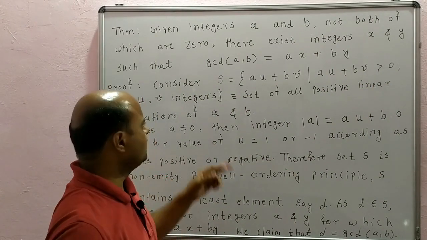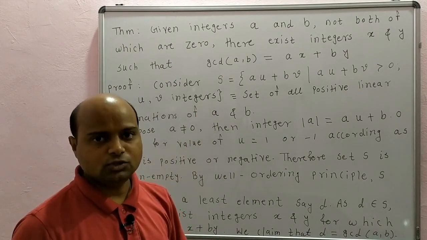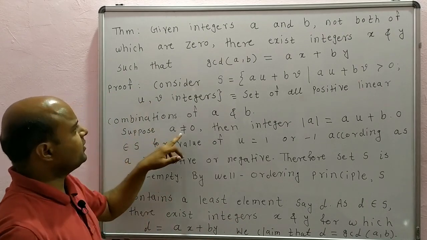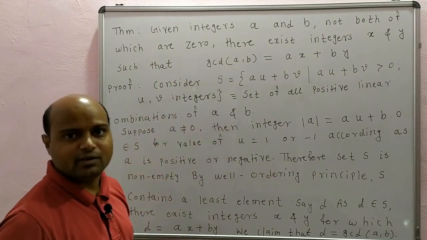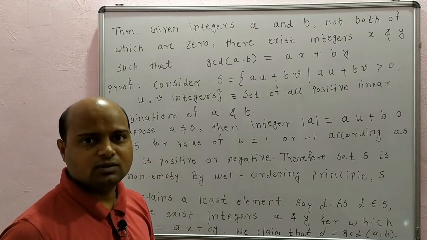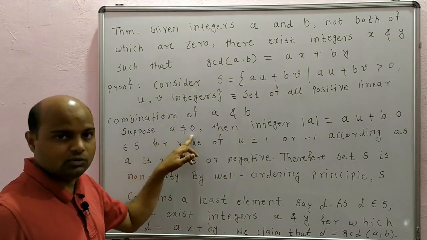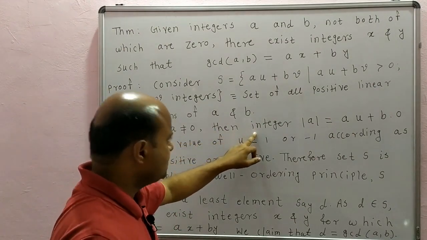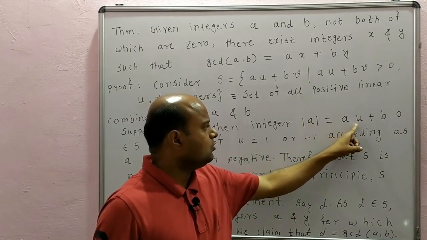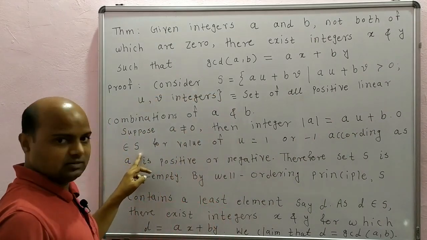Firstly, we will show that this S is non-empty. How will we show that? We will show it by the computation method. Now what have we taken? We have taken any integers a and b, not both of which are 0. So suppose a is not 0. Then the absolute value of a, mod a, equals au plus b into v, which belongs to S.